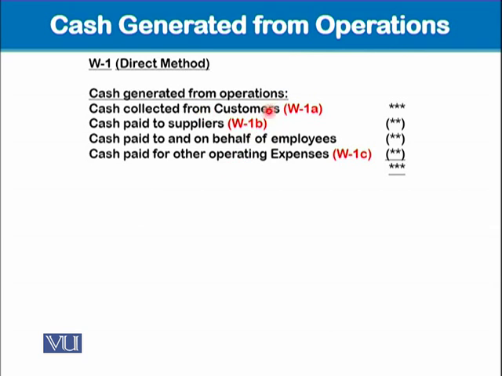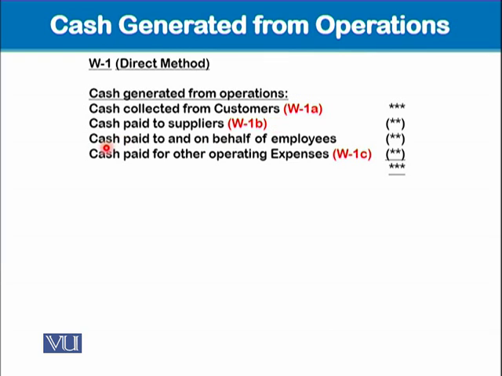This cash generated from operation further requires some working 1A, working 1B, and working 1C. But before discussing this, keep in mind that cash collected from customers will be calculated from the sales figure, because these are the sales which are coming from the customers. And cash paid to suppliers will be mainly calculated from the purchases figure, because suppliers are the people from whom we do purchases.